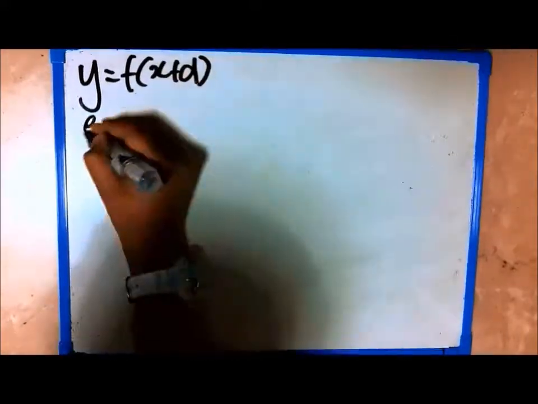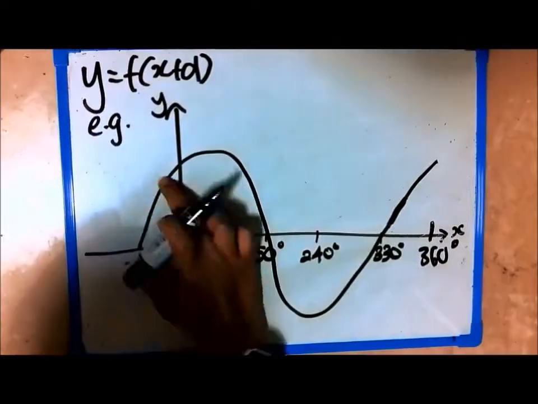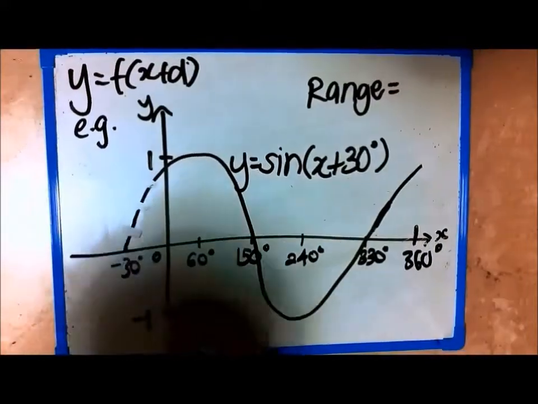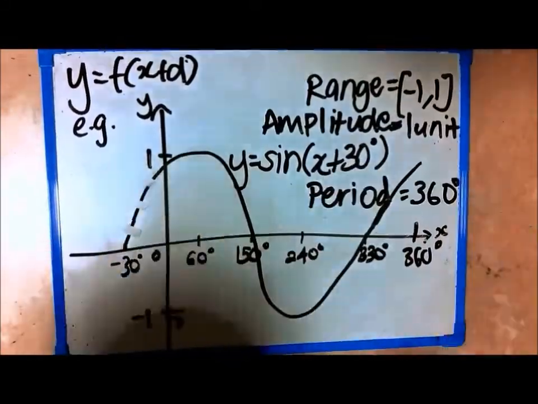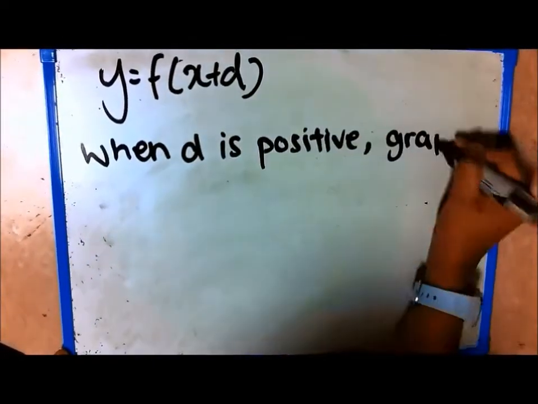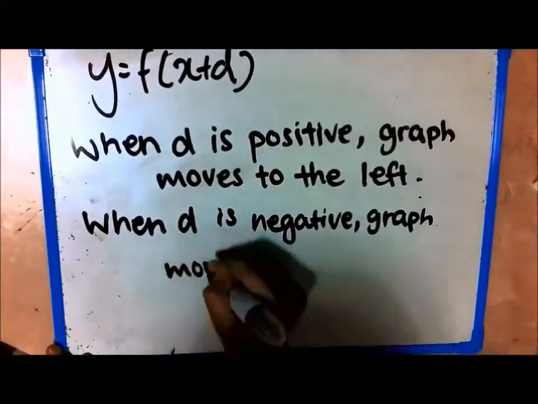Another way to vary the horizontal transformation is to add a constant to or subtract a constant from x. Examples would be y equals sine(x + 30 degrees) and y equals sine(x - 30 degrees). For this kind of transformation, where the constant is positive, the graph goes backwards. When the constant is negative, the graph goes forwards. Notice that the range, amplitude, and period of the graphs remain the same as those of the basic graph.